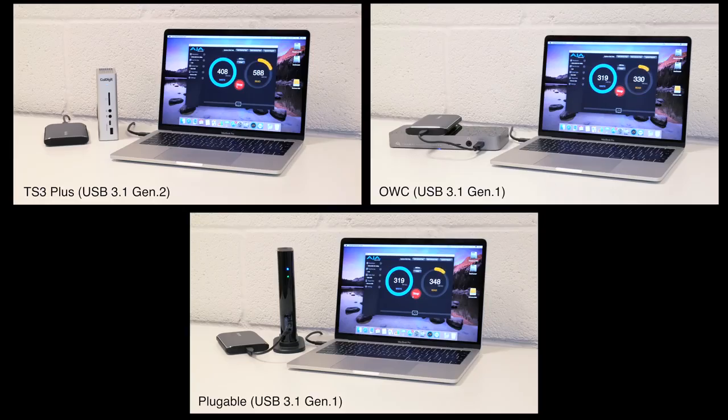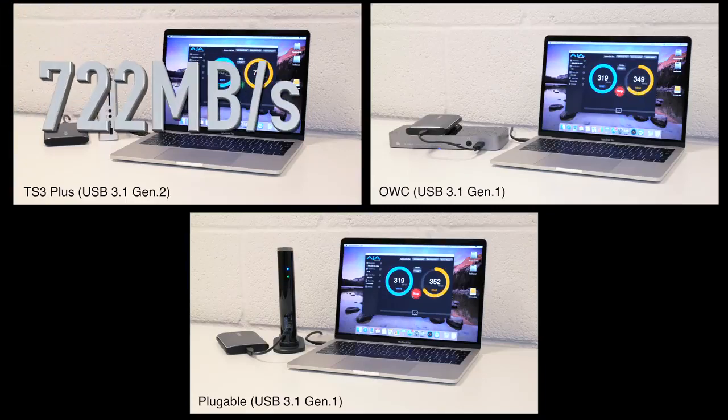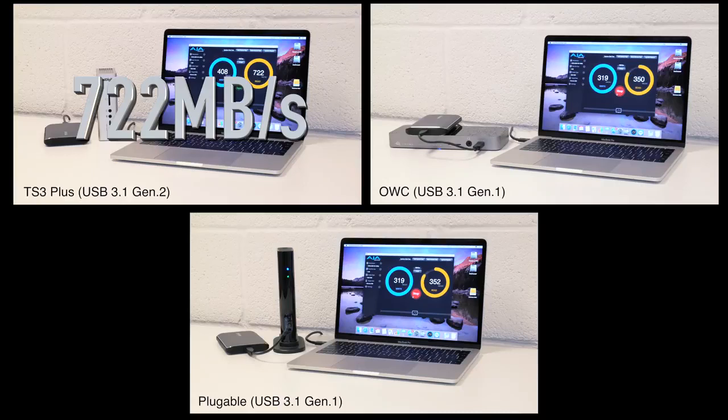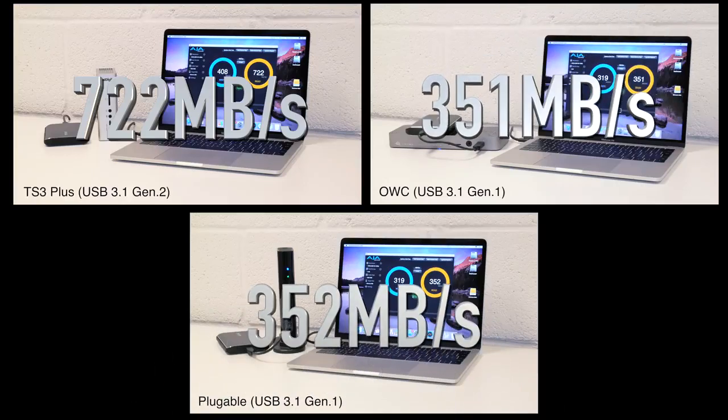The TS3 Plus is the only Thunderbolt 3 dock to include a USB 3.1 Gen 2 port, which is 10 gigabits per second. It is the fastest USB port on any Thunderbolt 3 dock. In this test, I have connected the SanDisk Extreme 900 SSD drive to each dock. On the TS3 Plus, I have connected the SSD to the USB 3.1 Gen 2 port.